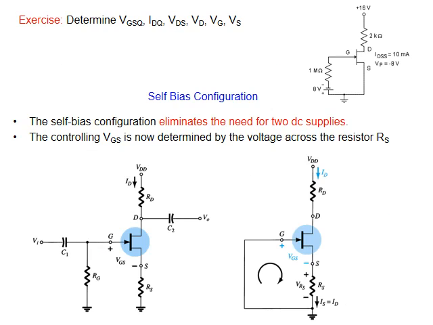Now we go to the next circuit, the self bias configuration. Now what I will do here is add a resistance here, RS. Definitely the capacitances are to be separated here because this is DC, as we mentioned before. And we have only one source in the circuit, which is VDD.